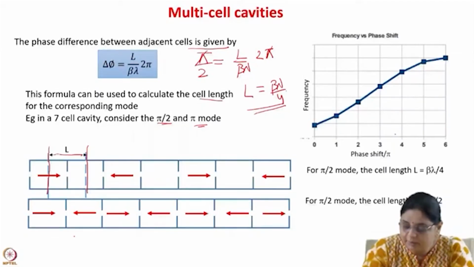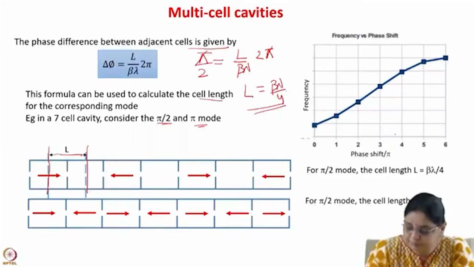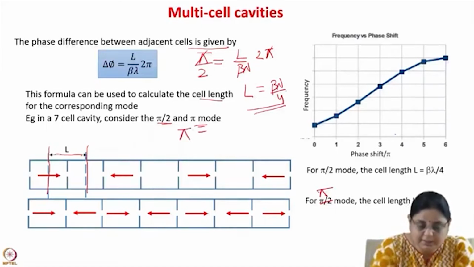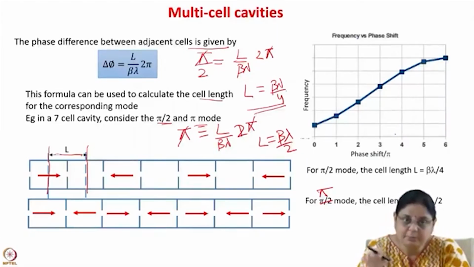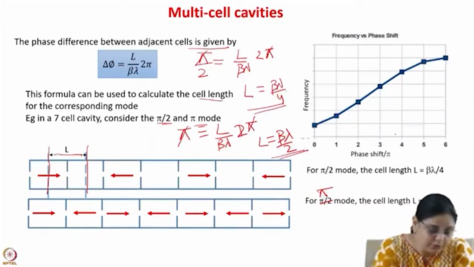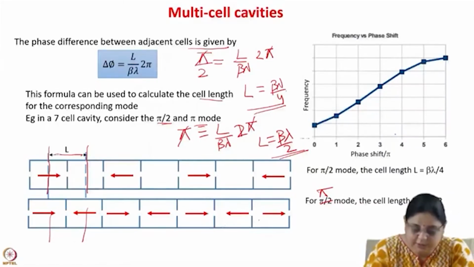Similarly, for the pi mode structure, so this is pi here. For the pi mode structure, you can calculate pi is equal to L by beta lambda into 2 pi. So this gets cancelled, and L is equal to beta lambda by 2. This we have already seen earlier when we discussed the 0 mode and pi mode structures: the cell length in a pi mode structure is equal to beta lambda by 2. So here the field is in the opposite direction in the adjacent cells.